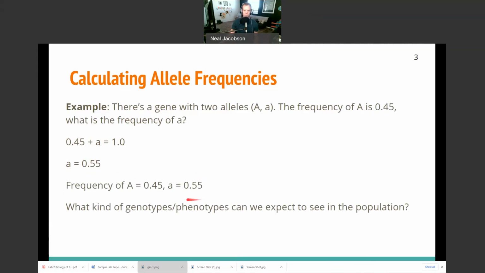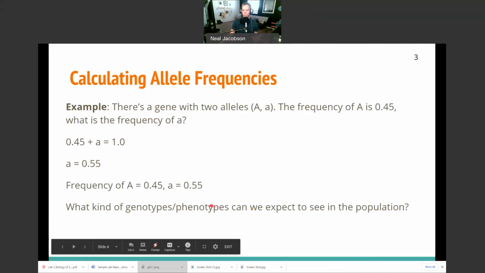And so I can ask the question, okay, well, what kind of genotypes and phenotypes can we expect to see in this population? So now that I know my allele frequencies, what kind of genotypes can we see?